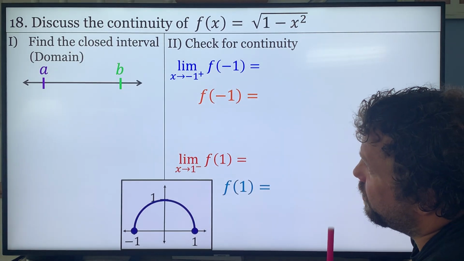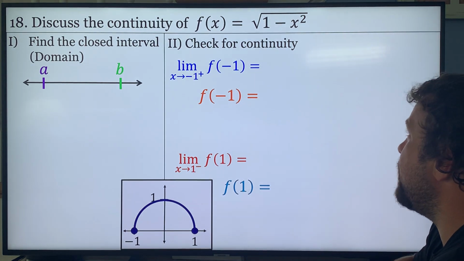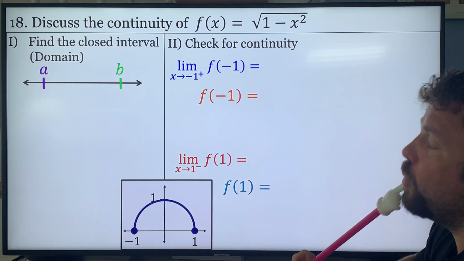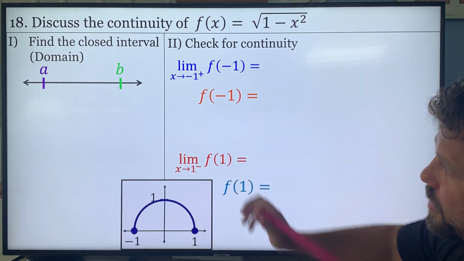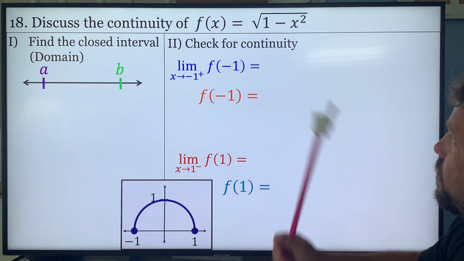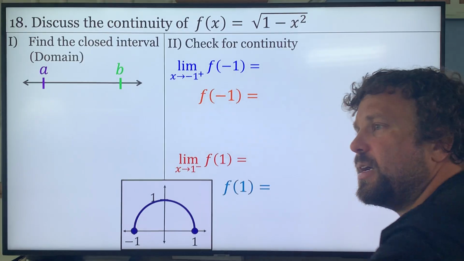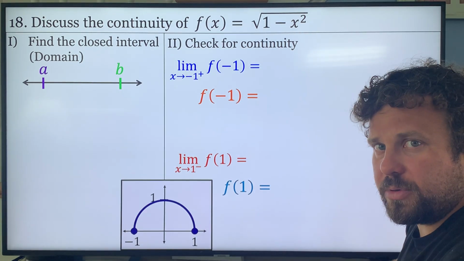Now, this is a long problem. This was, I think, one of the last ones of the day. Discuss the continuity of f of x equals the square root of 1 minus x squared. So let's find out first, on the closed interval, what the domain is. How do we find the domain here? What do we know about radicals? The answers inside radicals have to be what type of numbers?